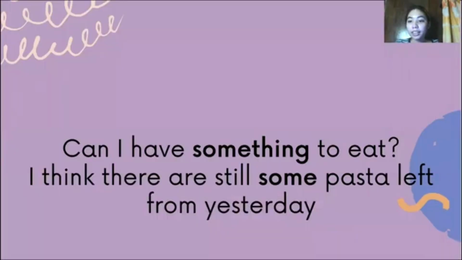For example, in the conversation, Caleb, the first speaker asked if can I have something to eat. Here, can I have something to eat is a form of request. He is requesting her mother for something that he can eat because he is hungry. And then her mother replied, I think there are still some pasta left from yesterday. So her mother knows that there are still some pasta left yesterday, but she didn't care how much pasta left. All she cares is that there is some pasta that her son can eat while she is cooking.